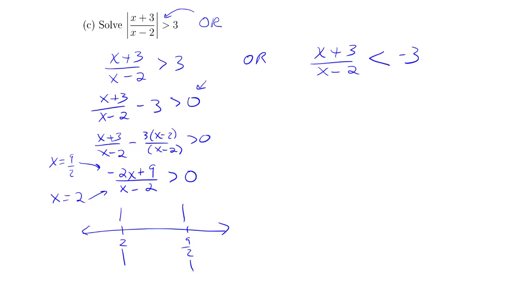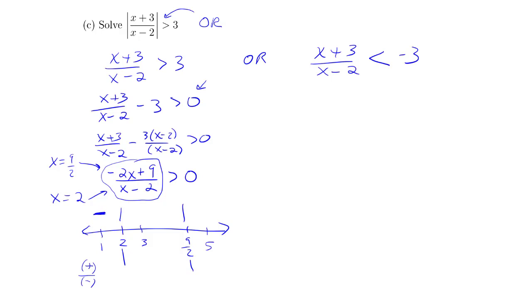Now I need some test values in each region. I could use 1 over there. Between 2 and 9/2, I could use 3. And bigger than 9/2, I could use 5. When I plug in 1 back here, I want to figure out whether it's going to be positive or negative. So negative 2 plus 9, that's a positive. And when I do 1 minus 2, that's a negative. And so overall, I get a negative for that region.